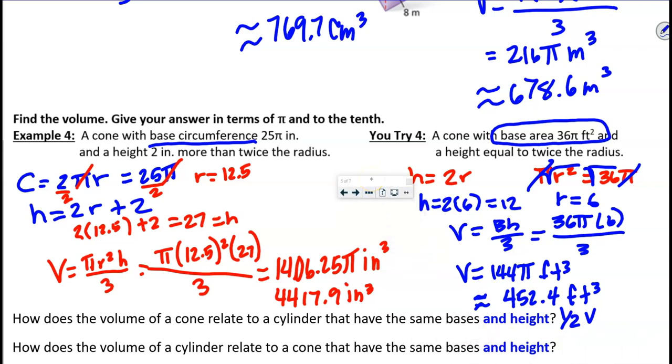And then it says, how does the volume of a cylinder relate to the cone? So this one, what I said, 1/3 the volume of the cylinder, right? So then how does the volume of the cylinder relate to a cone? So the cylinder would be 3 times the volume of the cone, okay? And similarly, this is because of it coming to a point. And 3 cones that have the same height and base make 1 cylinder that has the same height and base.